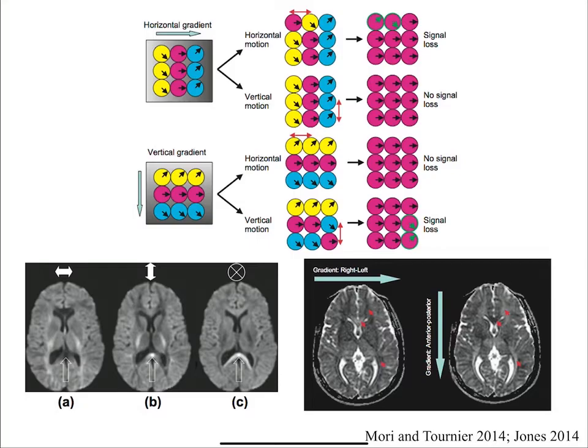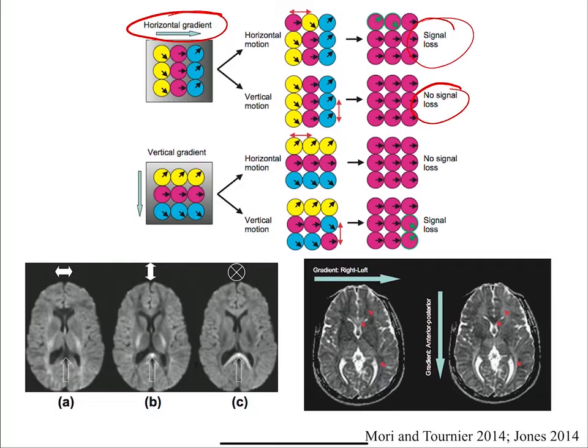So the next thing we have to think about is how do we actually measure that? Okay, and the idea now is, in addition to just applying the gradients, we want to apply gradients in different directions. So let's say here we apply a gradient in the horizontal direction, so the field changes in the x direction. This is going to be sensitive to any motion in the x direction. So if there's diffusion along the x direction, there's signal loss. If there's diffusion in the vertical direction, it's going to be relatively insensitive to that. So to first order, there's no signal loss.